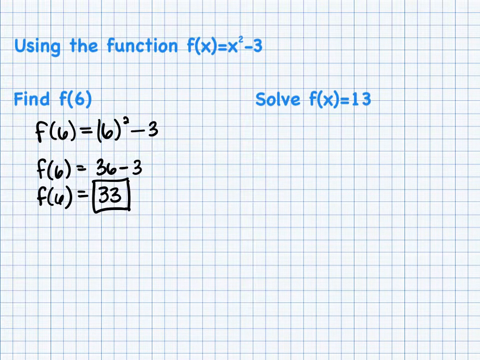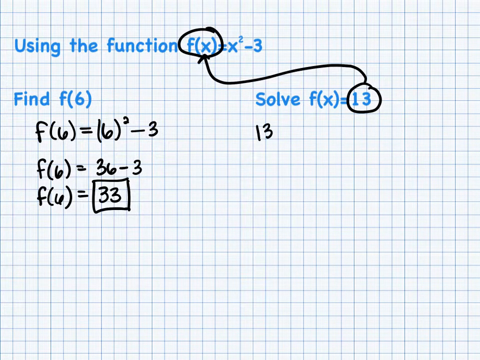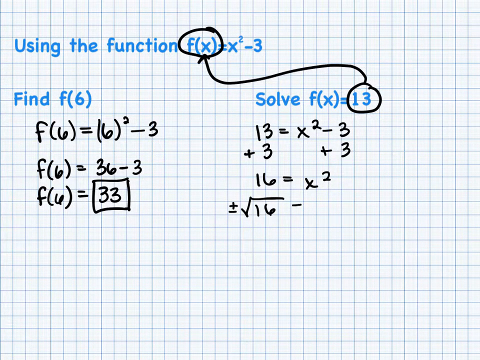On the second one, f of x equals 13. 13 is going to go in there for this entire thing. So this is 13 equals x squared minus 3. I'm going to add 3 to both sides. So 16 equals x squared. I am going to square root both sides and put that plus or minus. So over on this side, I've got x equals, I'm going to go ahead and erase that to solve that. So I've got positive and negative 4 for my answer.